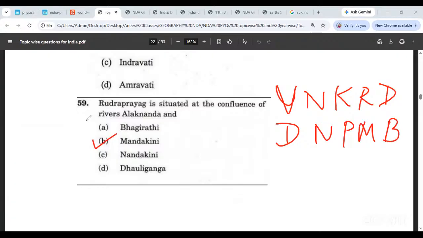Very correct. So Vishnu Prayag is where the Dholi river goes and meets the Alaknanda. Nandakini meets the Alaknanda, that's Nanda Prayag. Pindar meets the Alaknanda, that would be called Karnaprayag. Mandakini meets Alaknanda, that's Rudraprayag. And Bhagirathi meets Alaknanda, that's Devprayag. Okay.